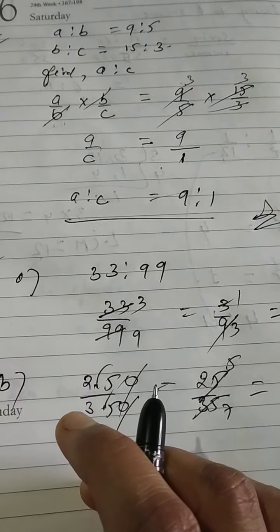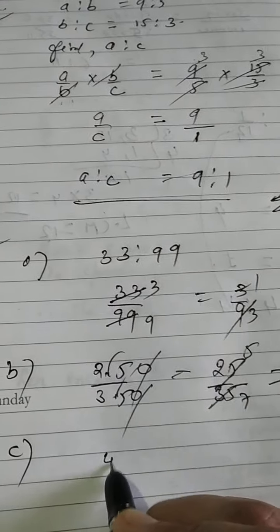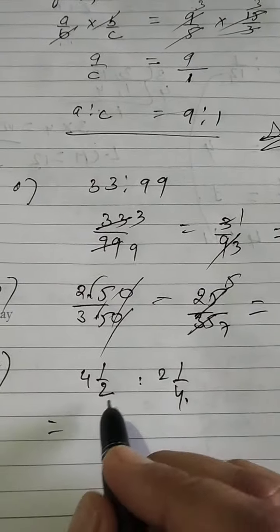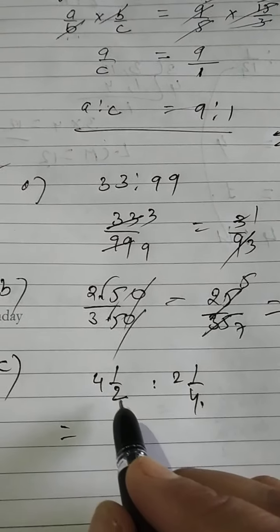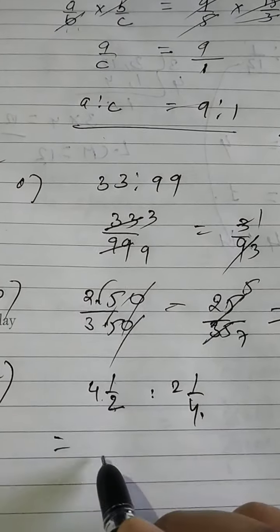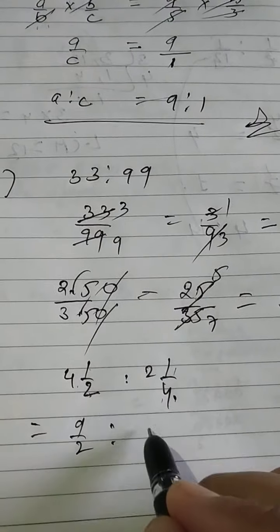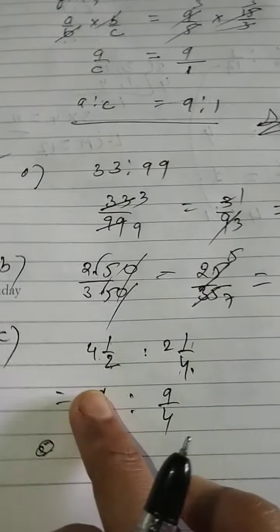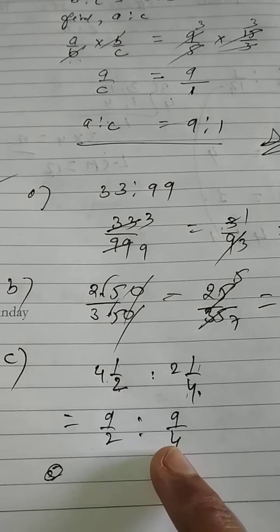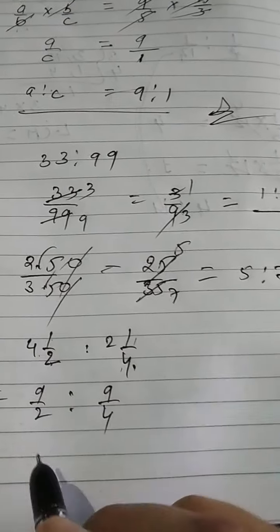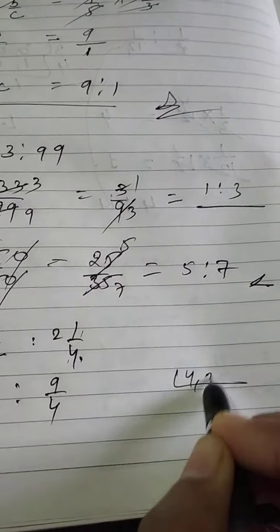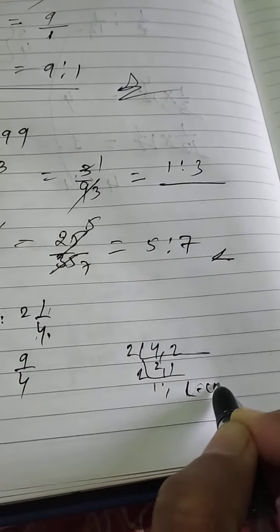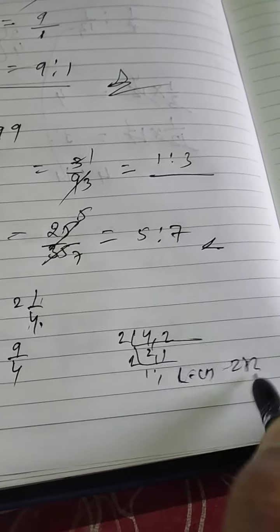And as I have told you, part C is given in fractional form, a mixed fraction. Change this into improper. 4 2s are 8 and 1, 9 by 2. 4 2s are 8 and 1, 9 by 4. Okay, now you can see it is in fractional form, so you need to change it into the simplest form. So first of all we will take the LCM of the denominators. What will be the LCM? 4 only. So LCM will be 4.